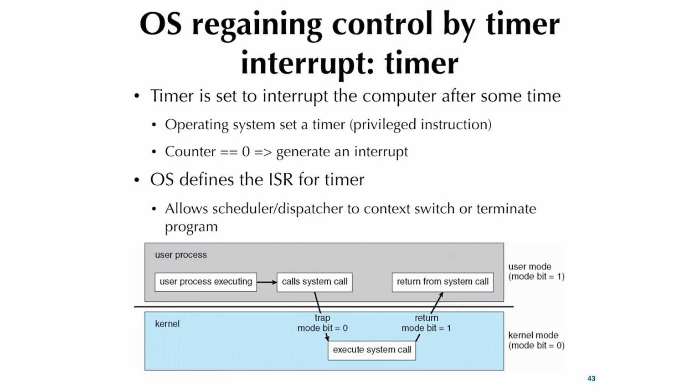And then from there, it can run a scheduler, decide what to do, and context switch to another process, or maybe it can do some bookkeeping and say, hey, this program has been running for too long. I'm going to lower its priority, or I'm going to kill it, or whatever. Right? So that's what an OS can do. But at least the OS has to get the control back.